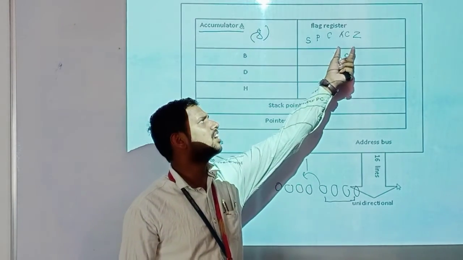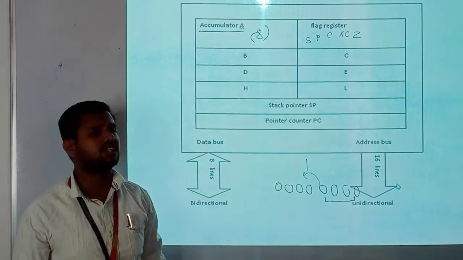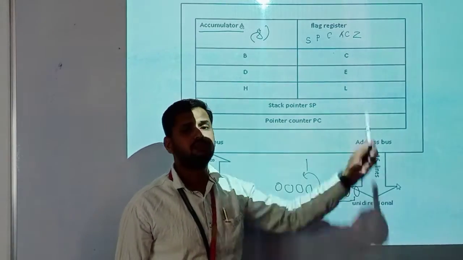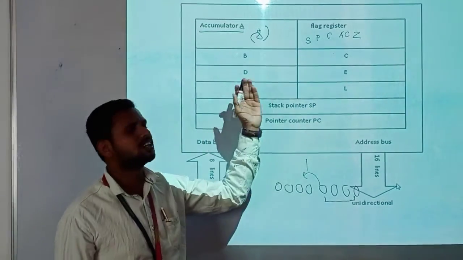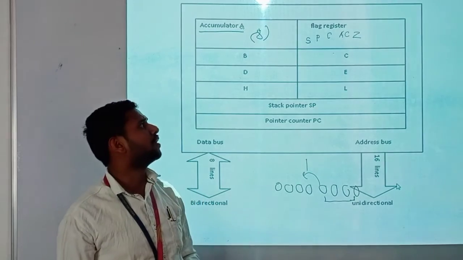Next, whether the result is 0 or non-zero is set by the bit Z, and the other 3 bits are not used in the flag register.